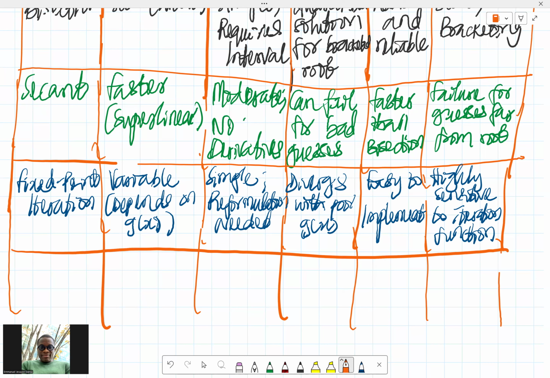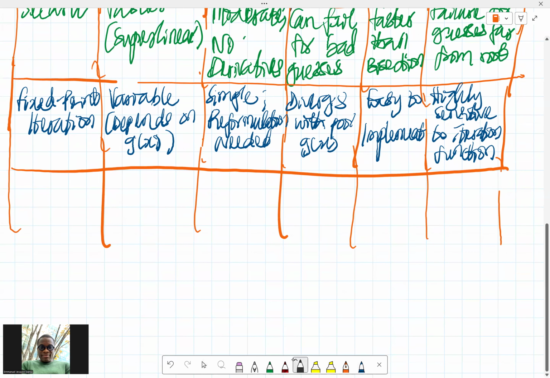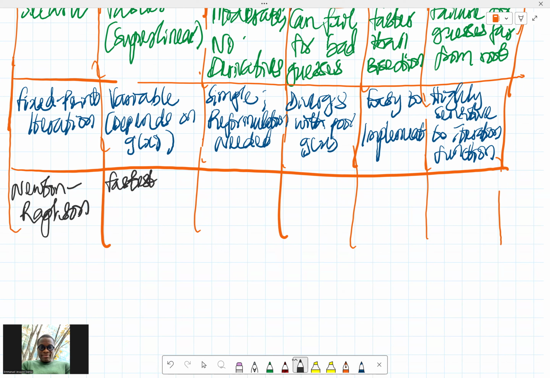Okay, then we talk about Newton-Raphson. So for Newton-Raphson, the convergence is fastest. As you can see from the code, it has the fastest convergence because the convergence is quadratic. It has the fastest convergence because we are using both the function and its derivative. Then the complexity, it's actually complex in that it needs the derivative.